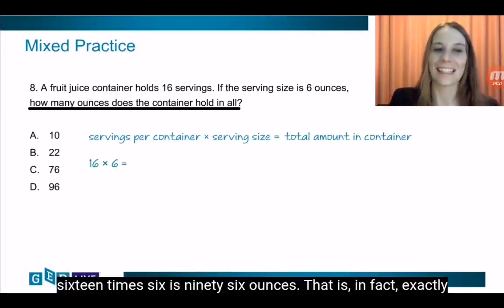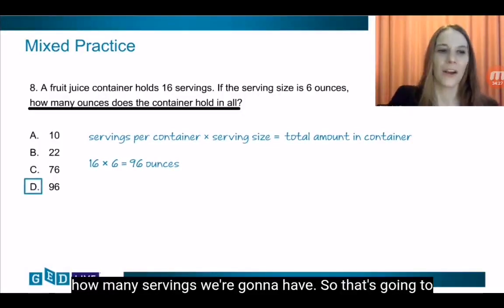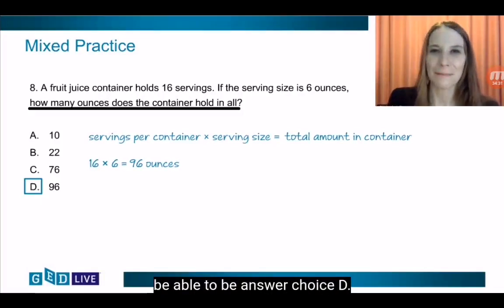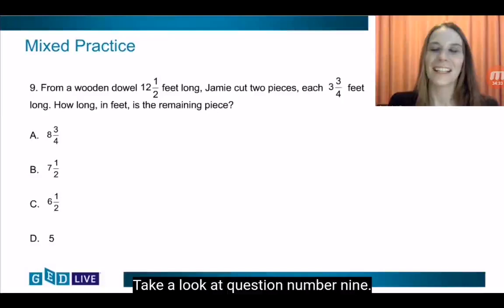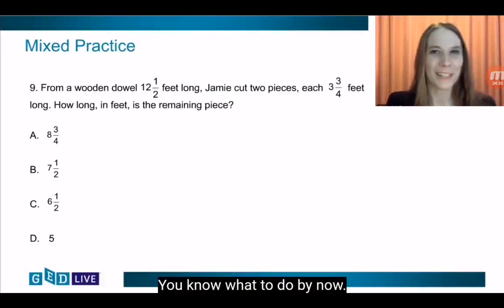So for instance, 16 times 6 is 96 ounces. That is in fact exactly how many ounces we're going to have. So that's going to equal answer choice D. Take a look at question number 9. You know what to do by now.